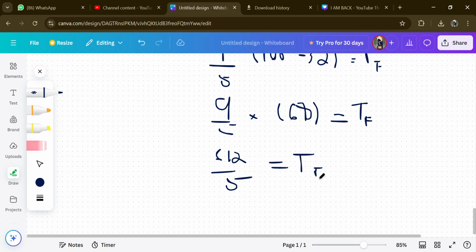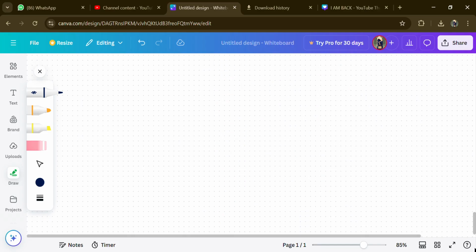Now, since there isn't any concept of a pound or division in the scale, we'll simply divide it by 5 and our answer would be 122 point, what was the exact value, 122.4 is equal to TF. Now I have questions for you. Tell me the answer if TC is equal to 50. What would be the TF?